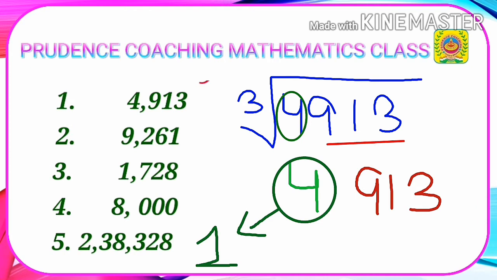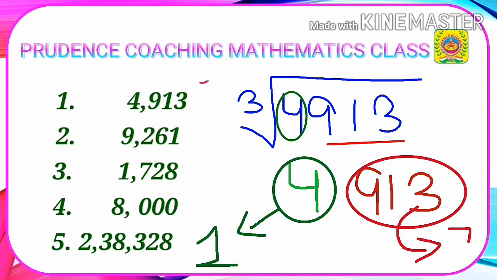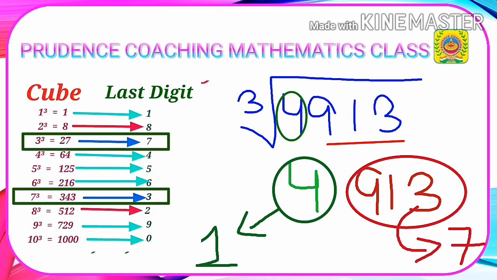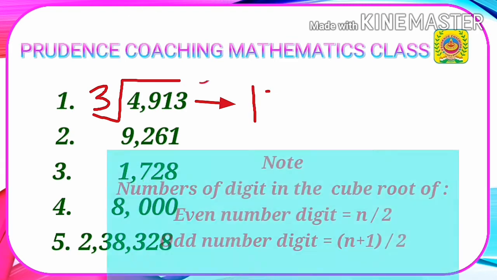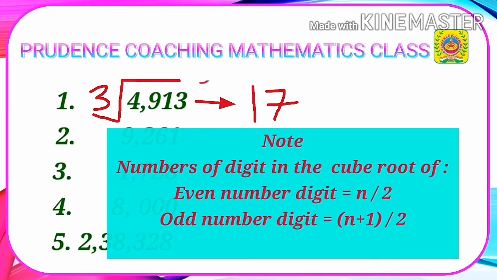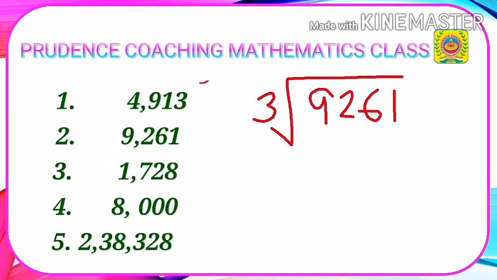Now let us move to the next part. As you can see, the last digit of this number given is 3, and we know the last digit of the cube root must be 7, since the cube ending in 3 comes from 7, which I have asked you to memorize. So we will write 17 as our answer, that is the cube root of 4913 is 17.